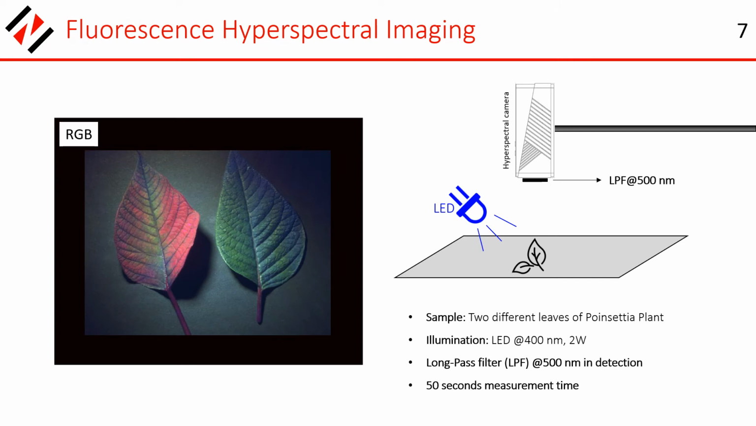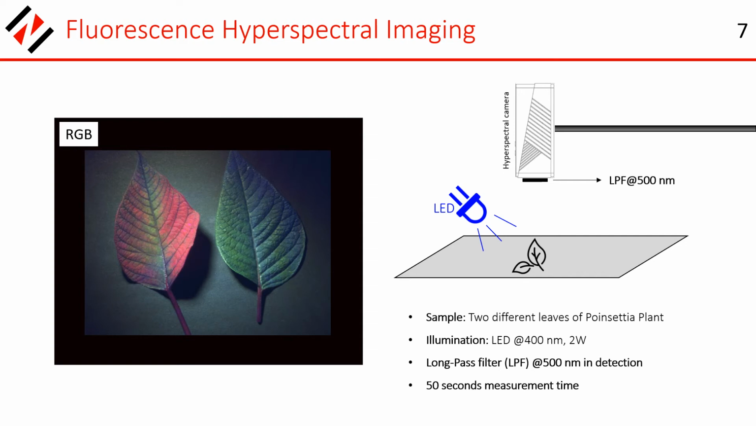In order to demonstrate the high sensitivity of our hyperspectral camera and its capability in measuring low light signals, we have decided to apply it to fluorescence measurements. In particular, here on the left, you can see the RGB image of the sample that we measured, which are two leaves of a poinsettia plant, one green and one more reddish.